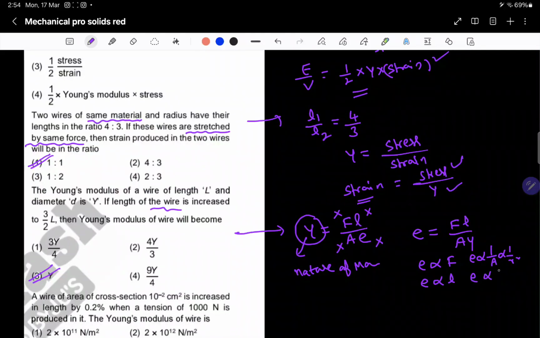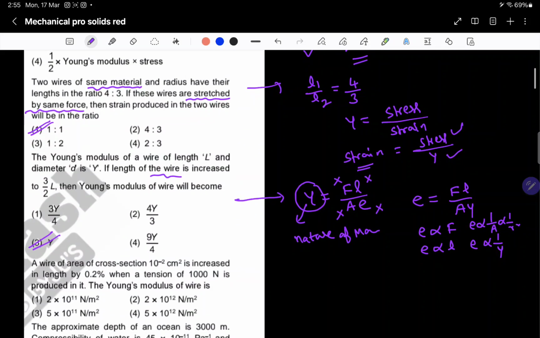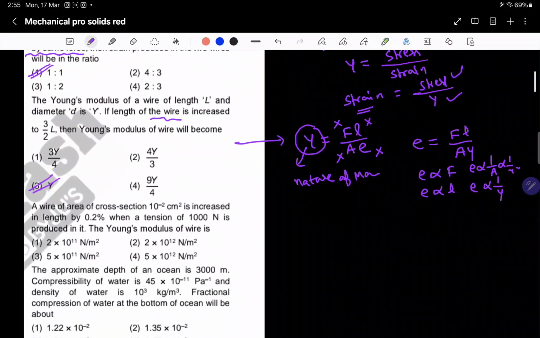And elongation is inversely proportional to Young's modulus. So elongation depends on 4 physical quantities, but Young's modulus does not depend on any other physical quantity here. It depends only on the nature of the material. So wire same means Young's modulus also same. Yes, students, I think everyone got this point.